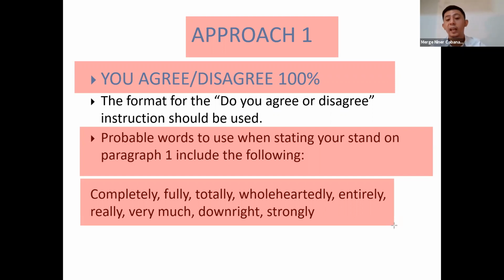I just want everyone to understand that what separates your agree, disagree from your to what extent do you agree, disagree is the word that you use to express the extent of your agreement and disagreement. So if your task is agree, disagree without the to what extent, even though approach 1 and the agree, disagree are the same, we will not be using completely, fully, totally, entirely, really, very much, downright, and strongly. We will not use them. Why? Because that is what separates a typical agree, disagree from a to what extent instruction, the words that we use. Okay, so thank you so much for that, Leslie.